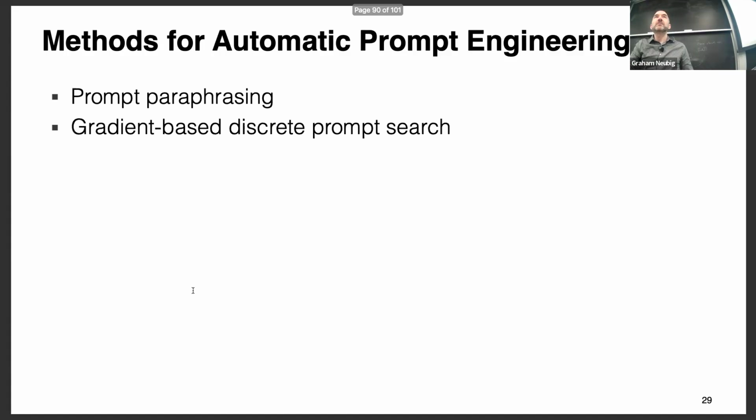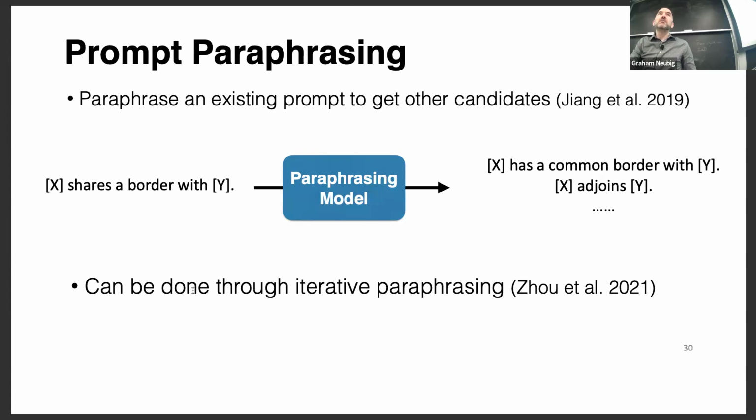So: prompt paraphrasing, gradient-based discrete prompt search, prompt tuning, prefix tuning. Prompt paraphrasing is a method that we proposed a while ago to paraphrase an existing prompt to get other candidates. It's rather simple. You take a prompt, you put it through a paraphrasing model, and it will give you new prompts. This is good because it will tend to give you things that are natural language. You can paraphrase 50 times, try all of them, see which one gives you the highest accuracy, and then use that one.